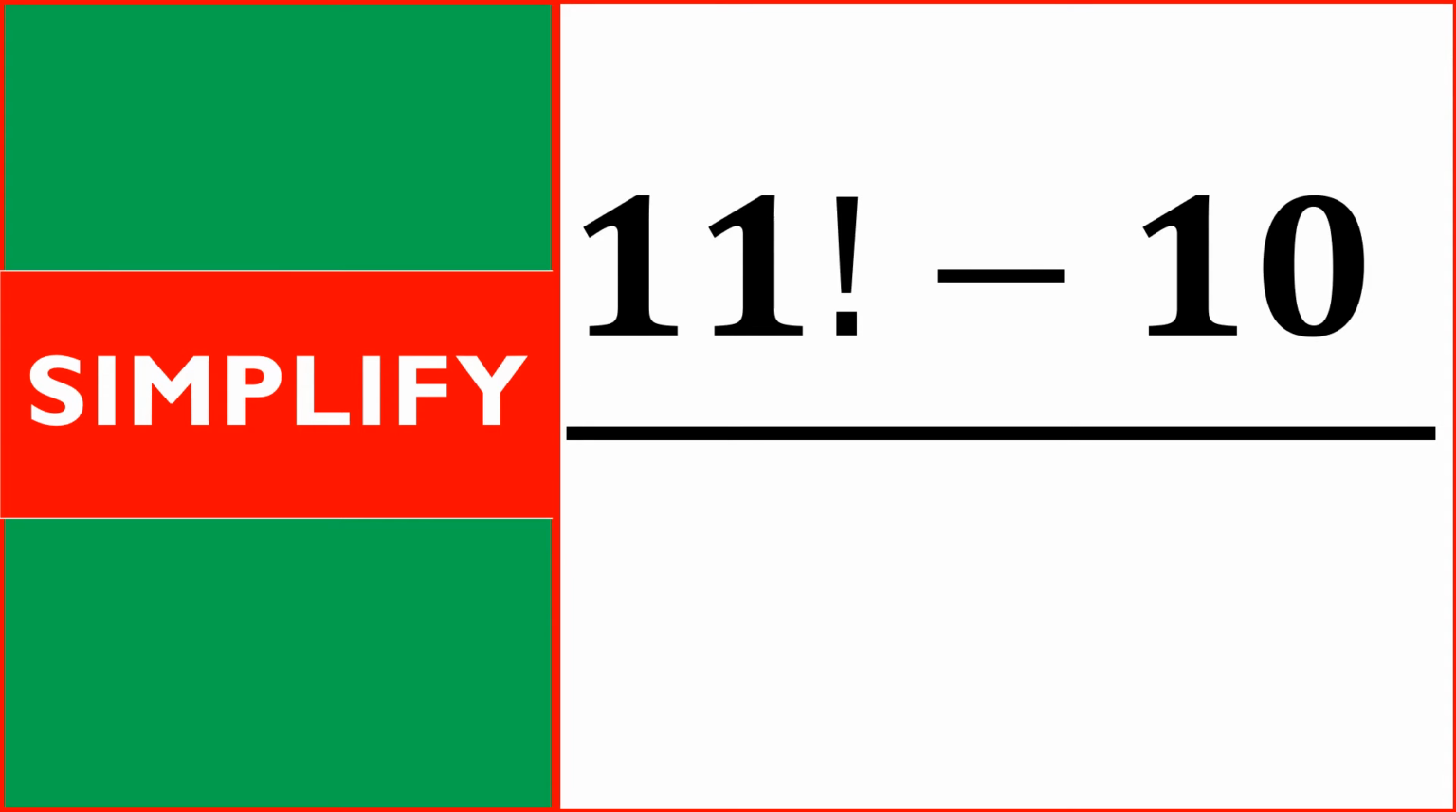Welcome viewers. Today we will be looking at how to simplify the following factorial expression: 11 factorial minus 10 factorial, divided by 9 factorial. So let's simply look at this expression.